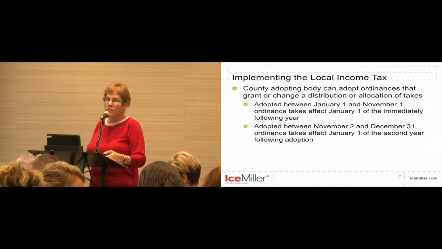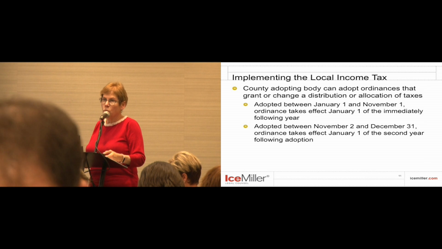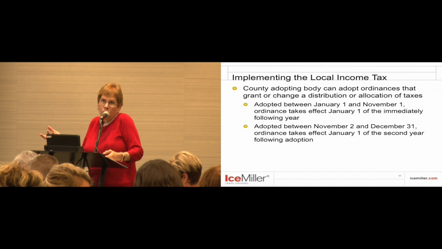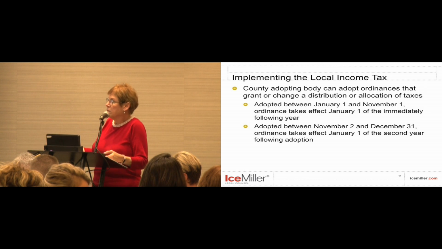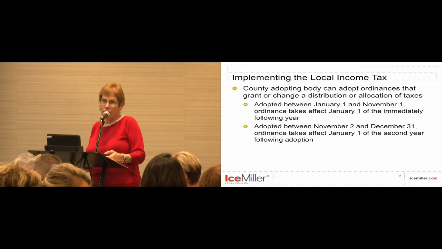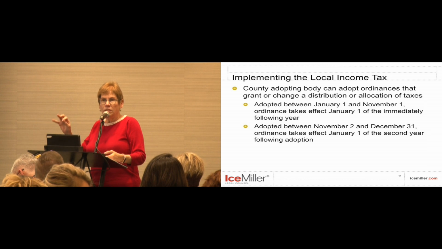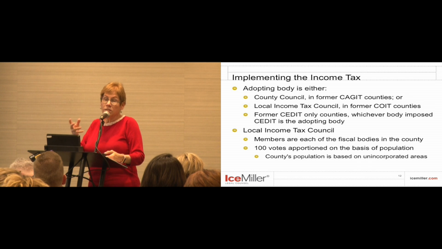And we've already talked about the adopting body being either the county council or the county income tax council. County council is easy. That's what all of you are about to become, members of a county council. The income tax council is allocated a total of 100 votes, and it consists of the county fiscal body and the fiscal bodies of each municipality in the county.